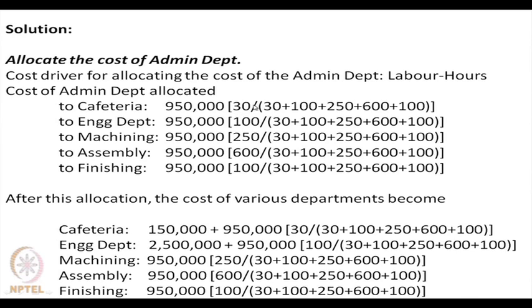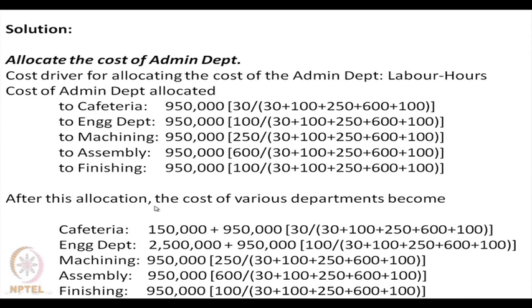So, in that proportion the amount of administrative department's cost, which is 950,000, will be allocated to cafeteria, and in a similar fashion, only the change is here. The numerator is, instead of 30, it is 100 for engineering, 250 for machining, 600 for assembly and 100 for finishing. So, at this ratio the costs are allocated. The amount can be found out, which I have not calculated.